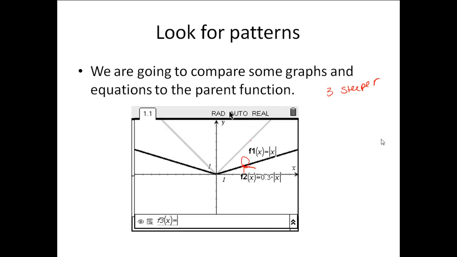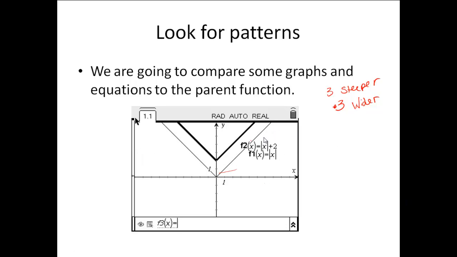Okay, the next one, I graphed f of x is equal to 0.3 times the absolute value of x. So 0.3 gave me this darker graph here, and that made it wider. Again, notice it's right side up though, and that's because the 0.3 wasn't negative.